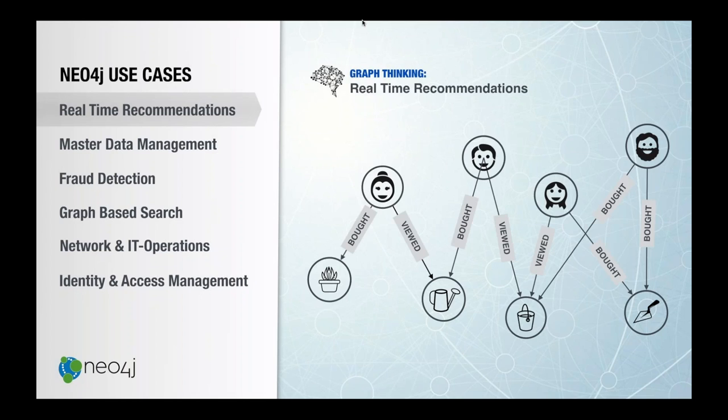So for real-time recommendations, the goal here, as we're showing in the graph on the right-hand side, is to understand and recommend products to someone. So if the person at the left bought a plant and viewed a watering can, and someone else bought that and then also viewed a bucket, it may be that you want to recommend a bucket to the first person. And this is a very simplistic model. This is just basing it off of views and purchases.